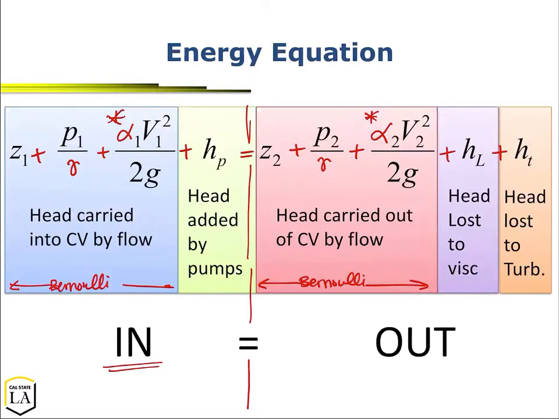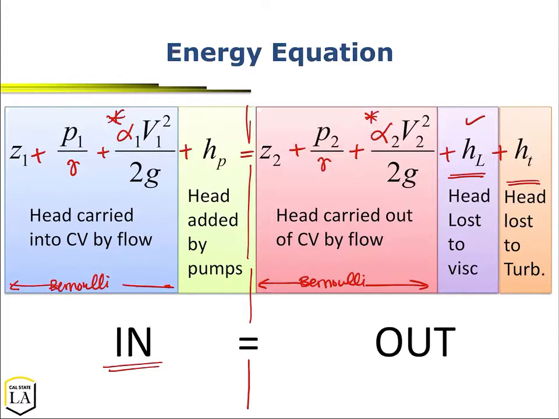On the right-hand side of the equation, we have all of our energy leaving our system. So we have our elevation head out, our pressure head out, our velocity head out, right? And then in addition, we have our head loss due to any viscous effects or any friction. That's accounted for here in this head loss term. And you have additional losses if we have a turbine here.